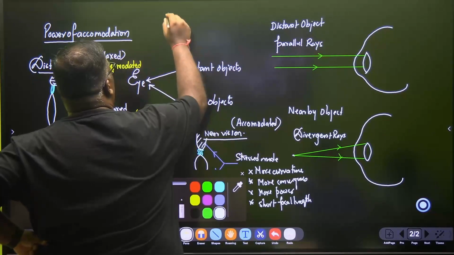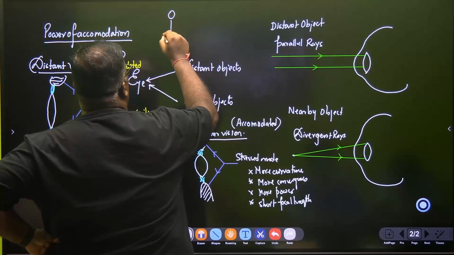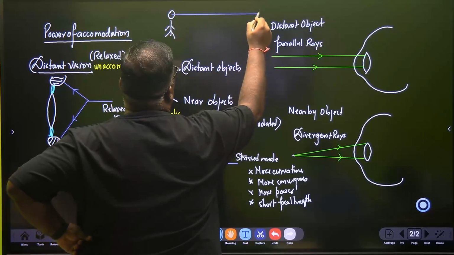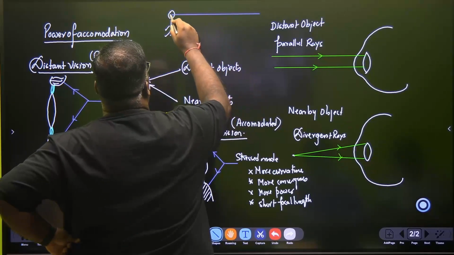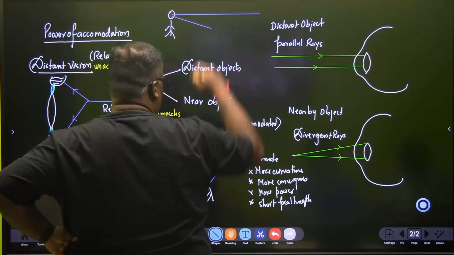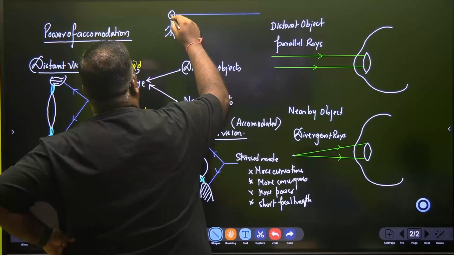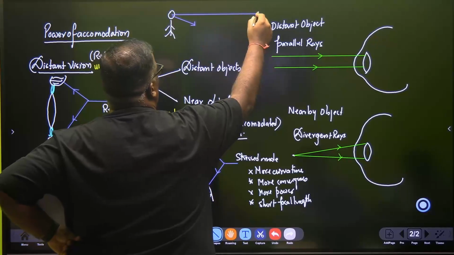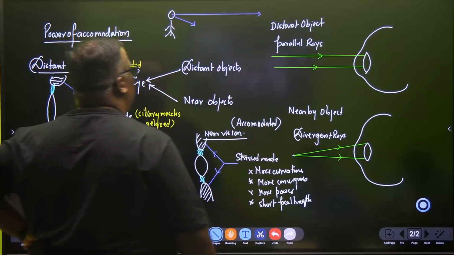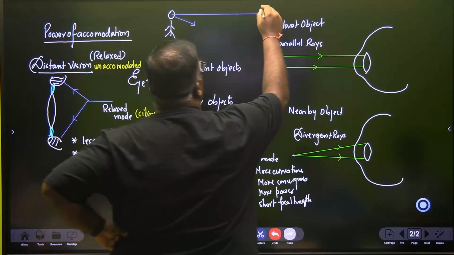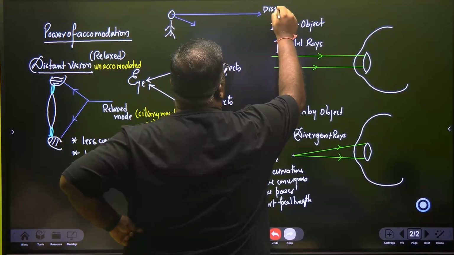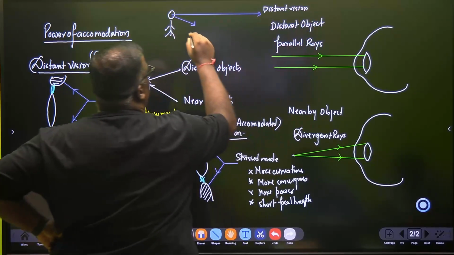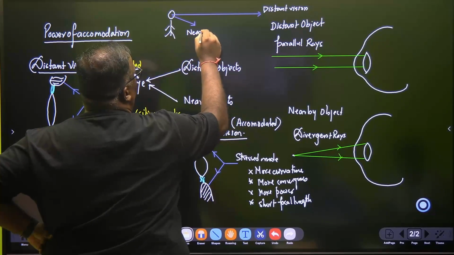So from here comes the story of a normal human being, right? This normal human being should be able to see something very far off and should be able to see things very near to him also. Don't go by the gender; best is to say person. So this is his distant vision, and this is his near vision.